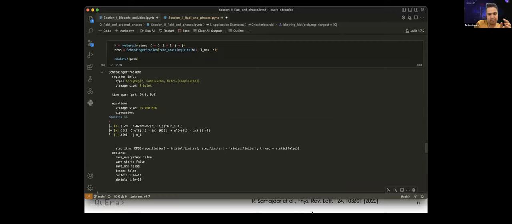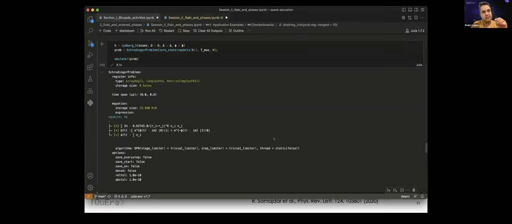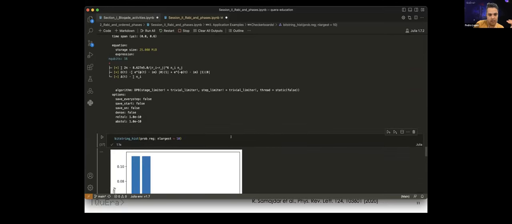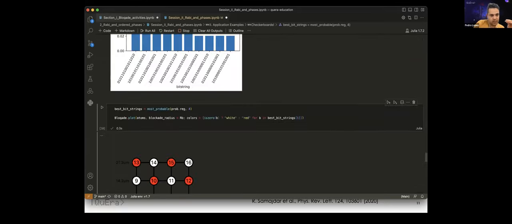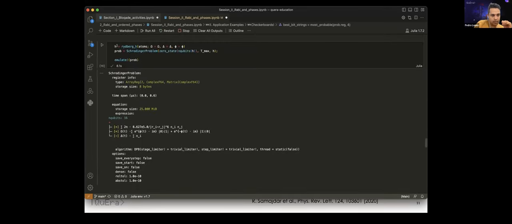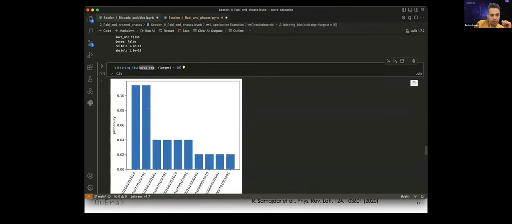So what's this quantum dynamics doing? It's preparing a state that starts in the ground state and evolves under the effect of the Rydberg Hamiltonian and stops when delta is equal to 2.5 times omega right over here. And the state that was the ground state should become then the checkerboard state. We can check if that's the case. I can extract from the problem the register and plot a histogram.